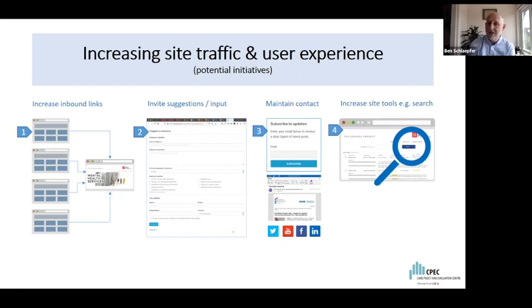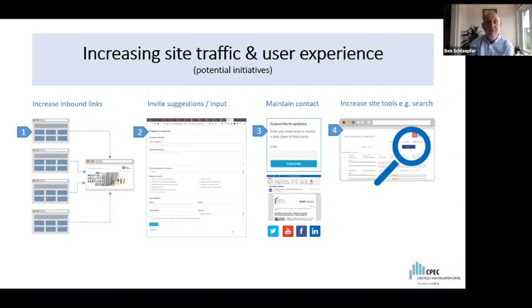We're going to invite suggestions for evidence or other enhancements to the site. We're going to create some sort of ongoing contact so that people that have visited the site will get notifications of new evidence items when they're added. And we're going to look at ways to enhance the site.